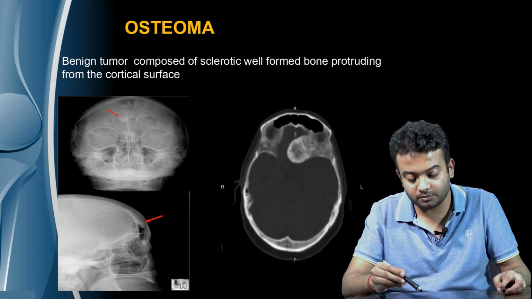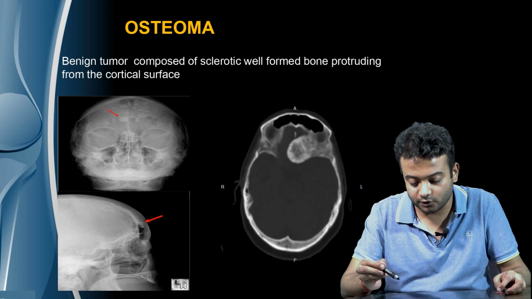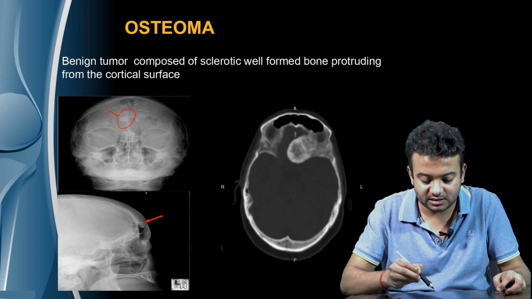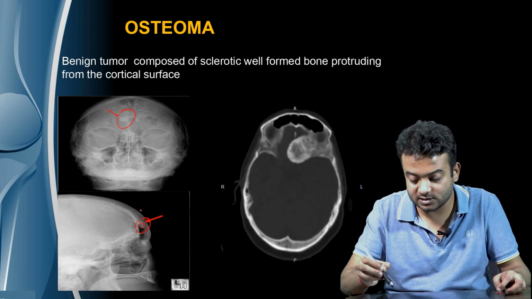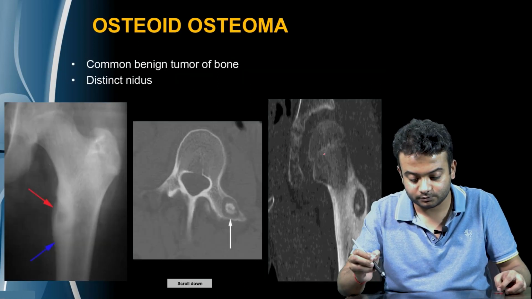The osteoma is a benign tumor composed of sclerotic, well-formed bone that protrudes from the cortical surface of the bone. Usually these are present in the paranasal sinuses. Here we can see the osteoma projecting from the frontal sinus. And these are osteomas present in the skull as well.